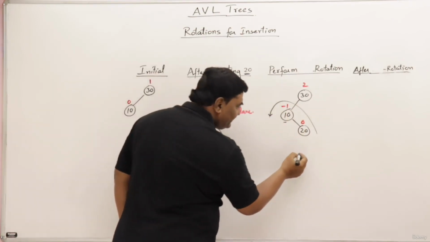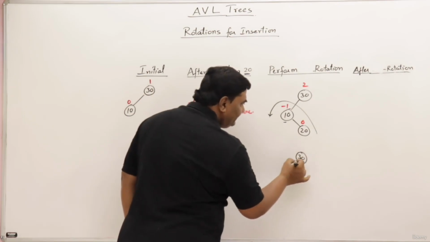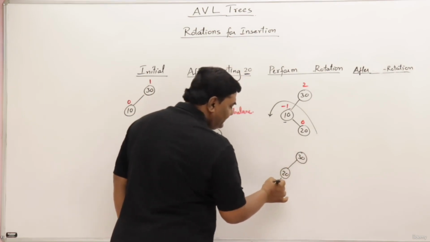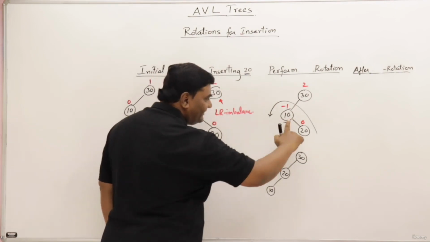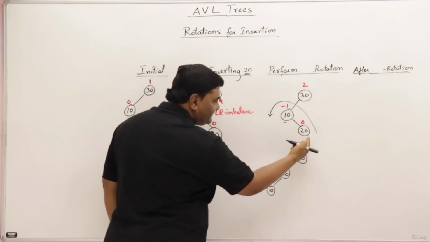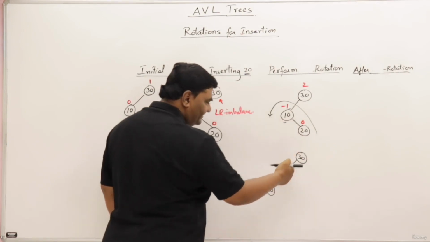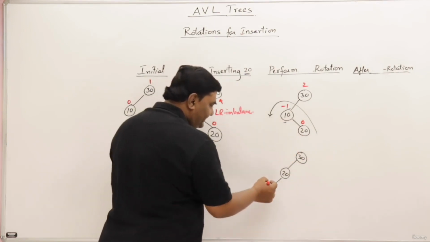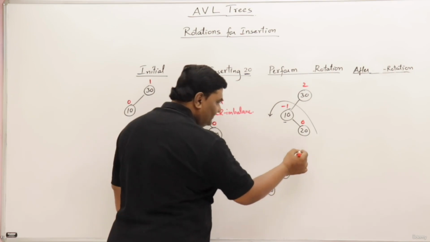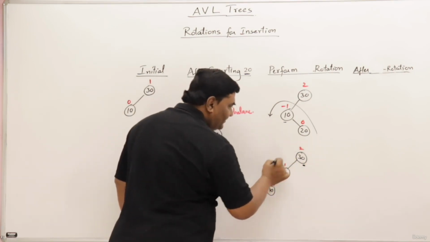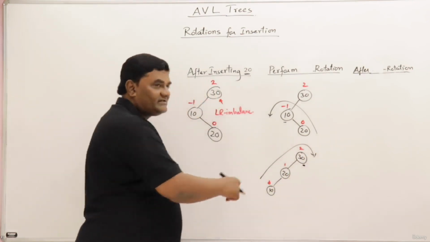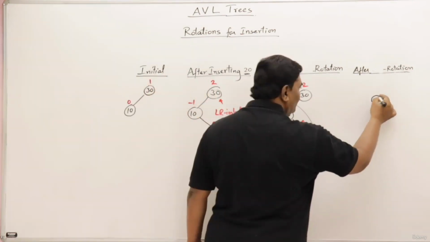So what will be the result? 30, 20 and 10. Right? Pull 10. Holding a finger here, pull 10. 10 comes this side. 20 moves up. So this is how the tree looks. The balance factors are 0, 1 and 2. Now perform rotation around this node like this. What is the result? Same old result.